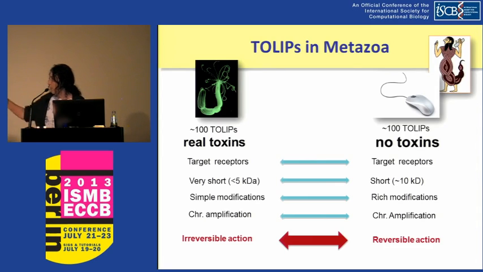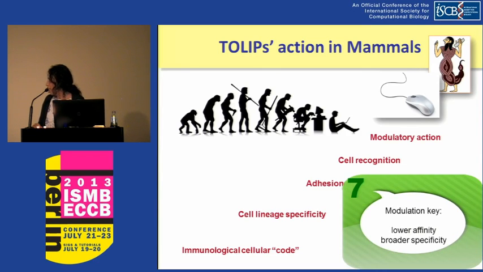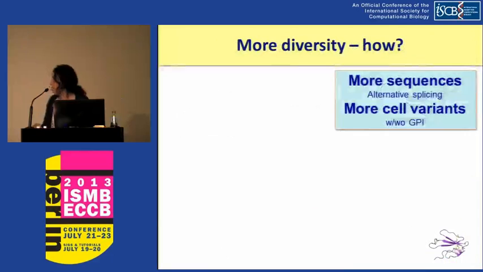However, on the left side, those are irreversible function. When ion channel, one of those toxin, hit a channel, it blocks it. That's it, one-way ticket. Those modulators in the human and mouse are reversible. They can come in and out. And that makes a huge difference because they can have a modulatory action, cell recognition, adhesion, cell lineage, and immunological code, as I showed you. So lower affinity, broader specificity.